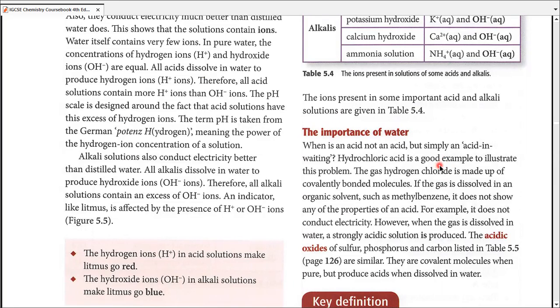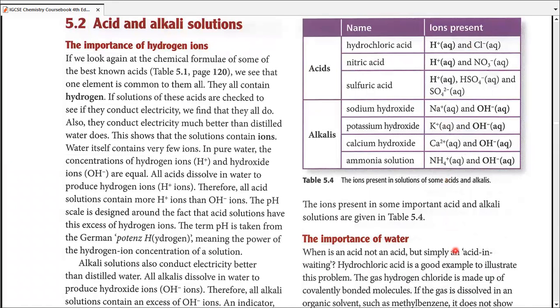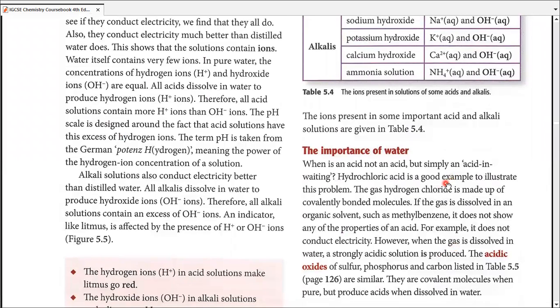Remember, acids prove themselves acids when they decompose and give hydrogen ions. Alkalis, on the other hand, prove themselves as alkalis when they decompose and give hydroxide ions, like they do in this table, Table 5.4 on the top of this page. So water has a very important, significant role over here. Inside water, the acid dissociates and proves itself an acid, and the alkali dissociates to prove itself an alkali. So that's the importance of water right there.